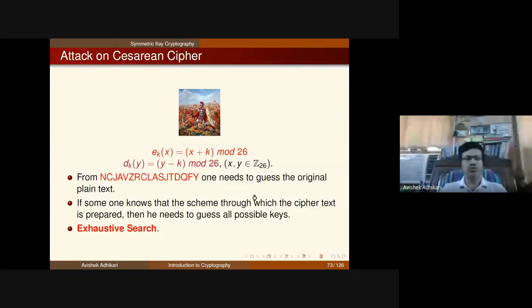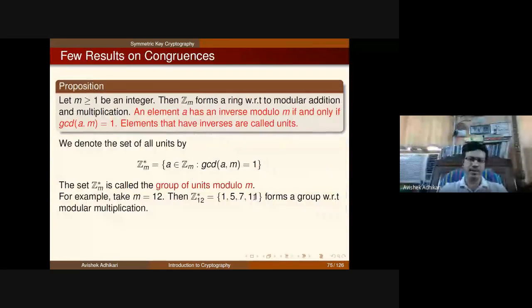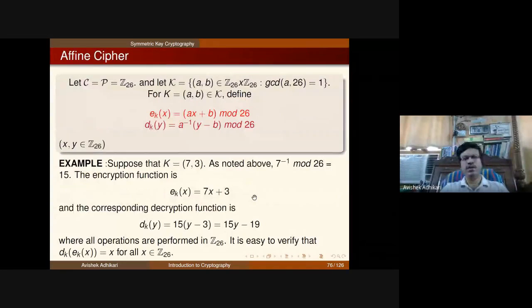Okay, let us try to have another scheme. This is known as the affine cipher. I already talked about the group of units, so it's based on the group of units. So what is the idea? Here the plaintext is basically the original message X, but the key is an ordered pair (a, b) from Z26 cross Z26 such that GCD of a and 26 equals 1. In my previous case the key was only from Z26, but now my key is an ordered pair such that the GCD of a and 26 equals 1.